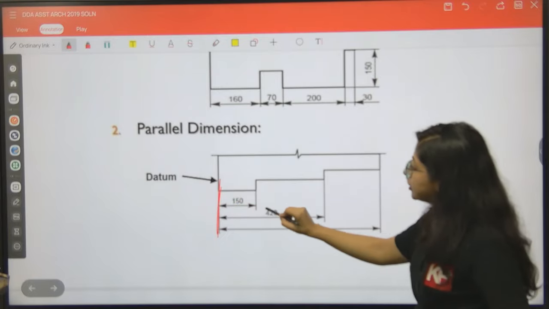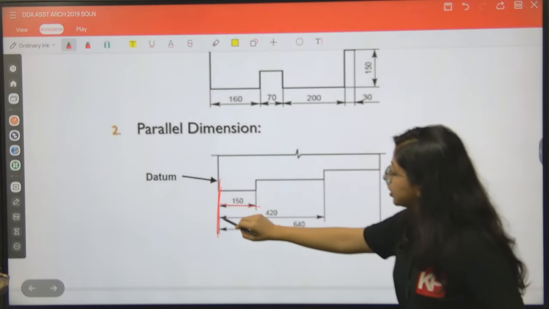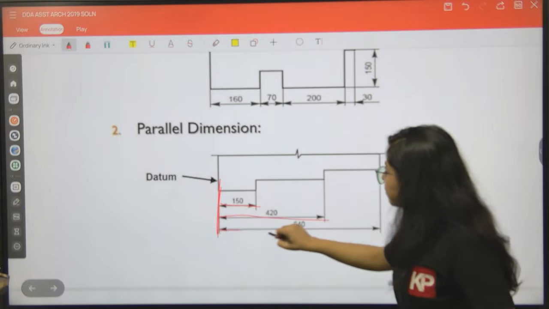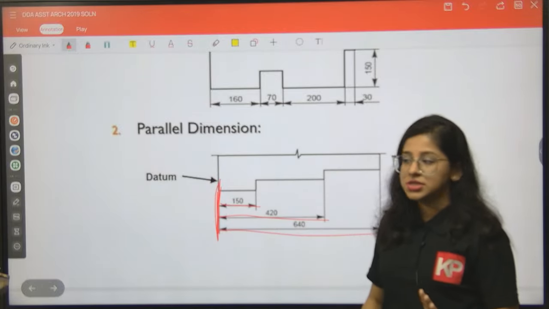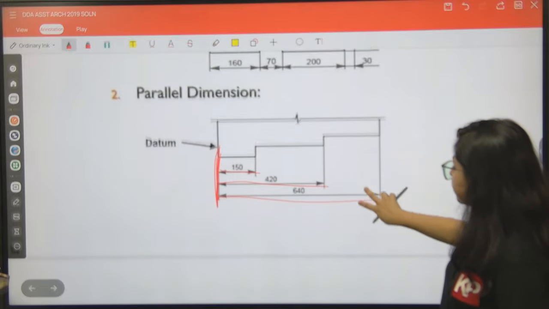That means all the dimensions are taken. This dimension is taken from here to here. This dimension is taken from here to here. This dimension is taken from here to here. So there is a common baseline from where the dimension or the distance is taken. That is your parallel dimension.